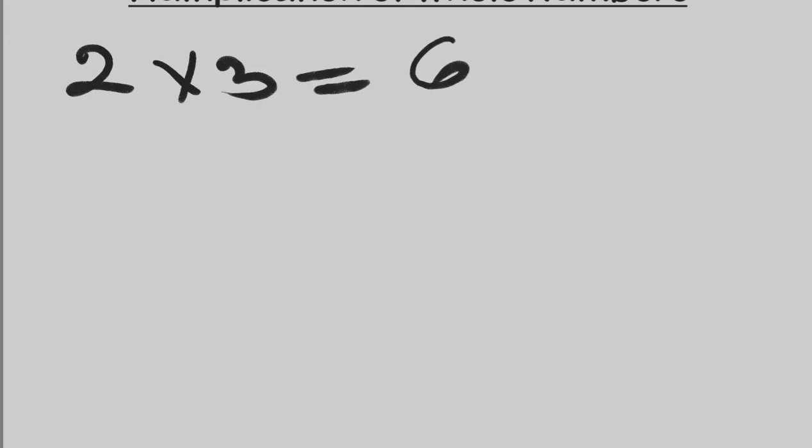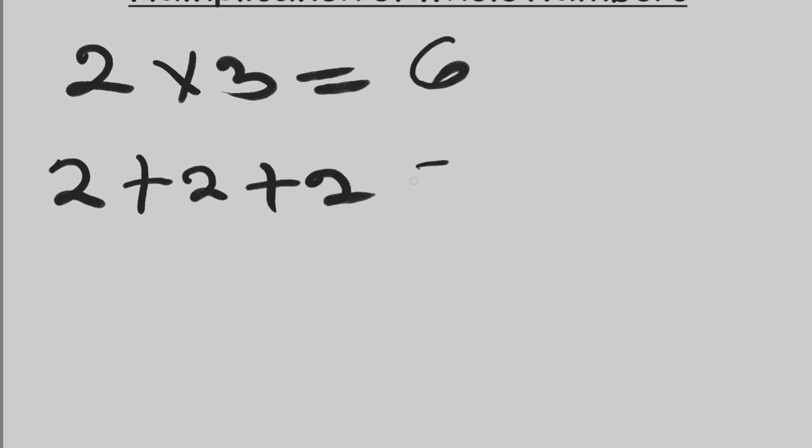But how do I get 6? Because I'm saying add 2 3 times. So that means I'm going to say 2 plus 2 plus 2. That's what I'm really saying. Add 2 3 times. So 2 plus 2 is 4. 4 plus 2 is 6.